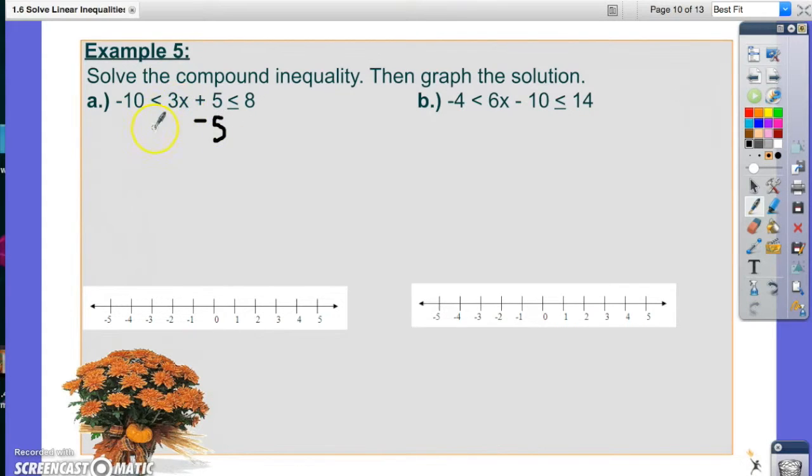But here's the issue. I now have 1, 2, 3 sides. So whatever I do to the middle, I have to do all the way to the left and all the way to the right. So there's my line. Now, a lot of times I don't use transposing in these because it's not 2 sides. There's 3 parts, so whatever you do to the middle, you got to do to the left and right. So let's simplify that. So you get negative 15, then 3x.